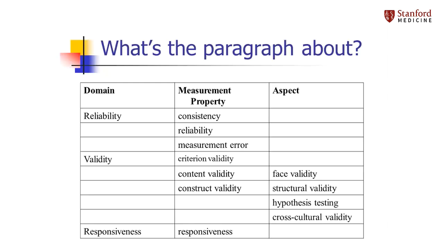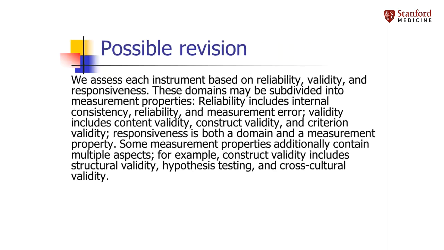So I came up with, I put it in a little table, so we have the domains, that's the highest level, and then we get the sub-level of measurement property, and then below that we have aspect, and here's how all those terms fill that in. So then I used that framework to help myself edit this paragraph, and hopefully you came up with something that was similarly short, right? We don't need a lot of words to give this taxonomy.